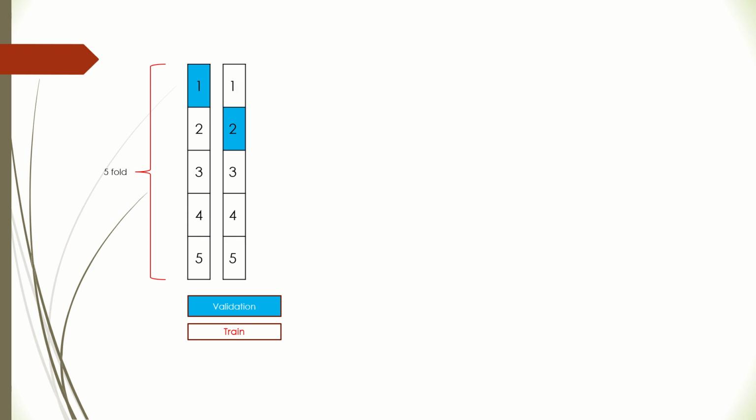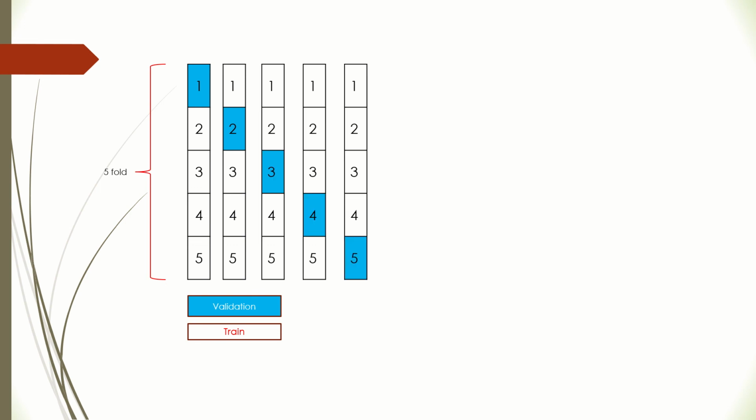In the second iteration, I will hold the second part of the data set as a separate entity, and then I will train my model on the first, third, fourth, and fifth parts. Again, the total number of records remains the same. However, the portion which is used for validation is the second portion, or the second fold. Likewise, I will do the third iteration, fourth iteration, and the fifth iteration.